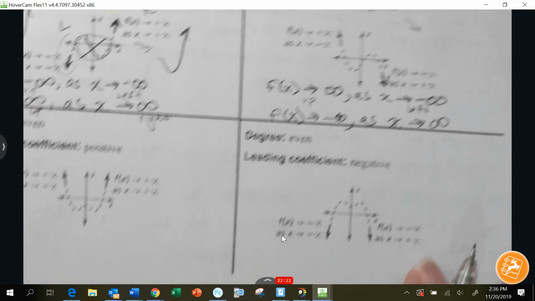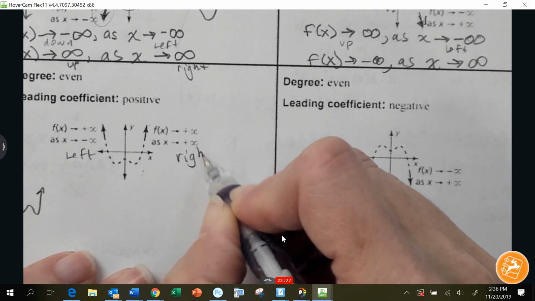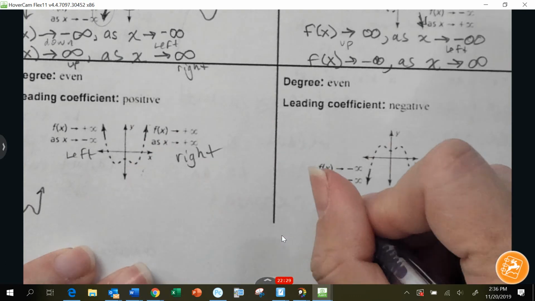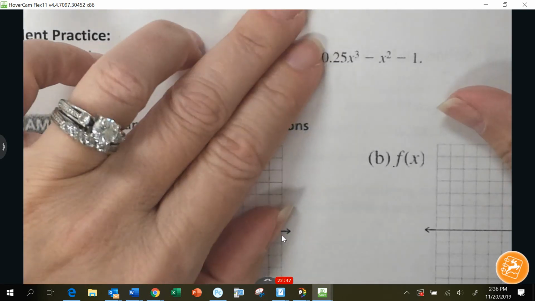Okay, all of these are written here. These are the left ones. These are the right ones. I'm not going to rewrite all of them. These are the left. These are the right. So let's actually look at an example right here.